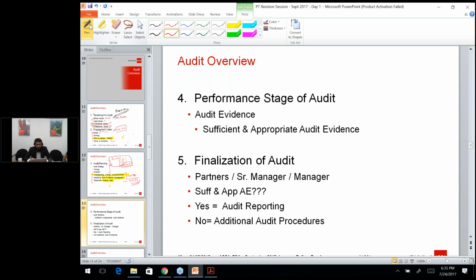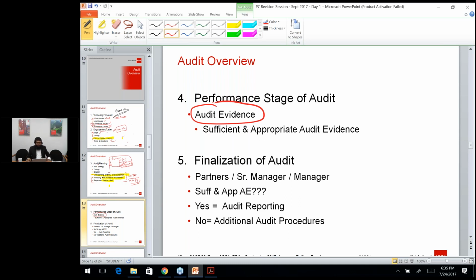Once you have planned for the audit, then you move forward and you perform the various audit procedures. What exactly is the objective? Because we have to gather the audit evidence. Why do we have to gather the audit evidence? Because we need to gather it so that we can proceed towards the finalization stage of the audit and ultimately towards issuing the audit report.